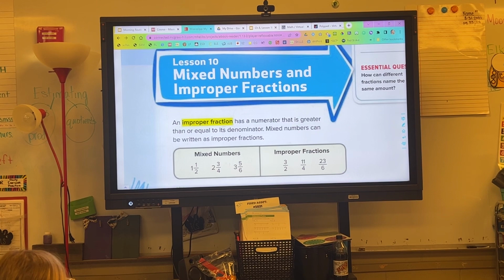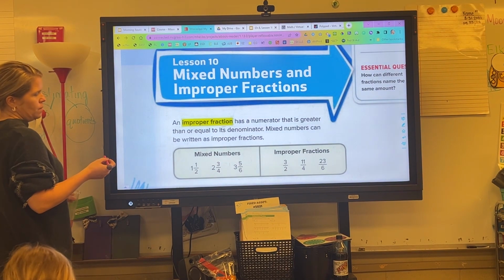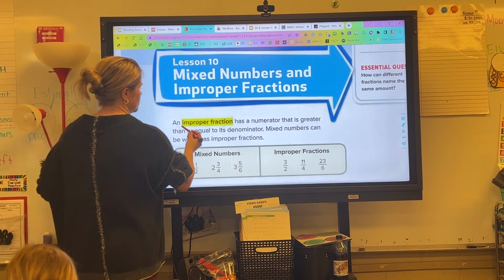Case is going to read it for us. We're going to follow along as he reads it and listen up. An improper fraction has a numerator that is greater than or equal to its denominator. Good. Mixed numbers can be written as improper fractions.